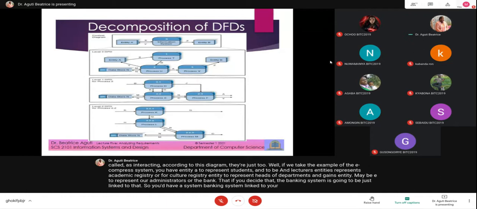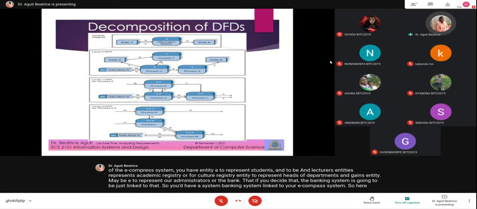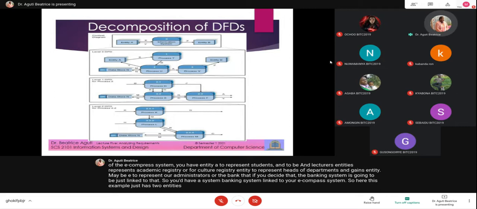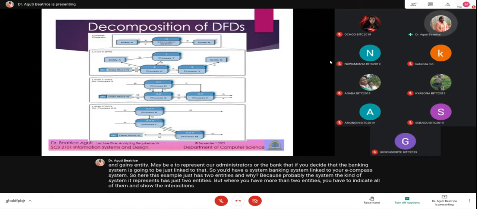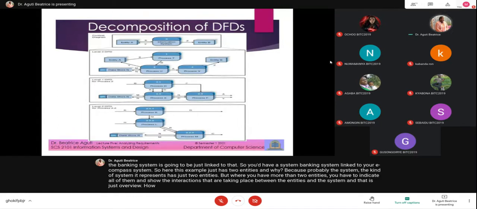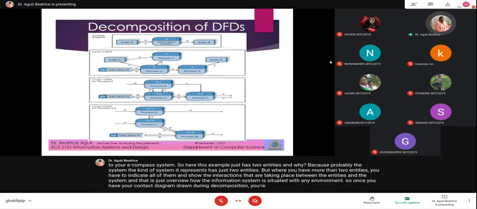So here, this example just has two entities, A and B. Why? Because probably the kind of system it represents has just two entities. But where you have more than two entities, you have to indicate all of them and show the interactions that are taking place between the entities and the system. And that is just an overview of how the information system is situated within its environment. So once you have your context diagram drawn, during decomposition, you're going to break it down.